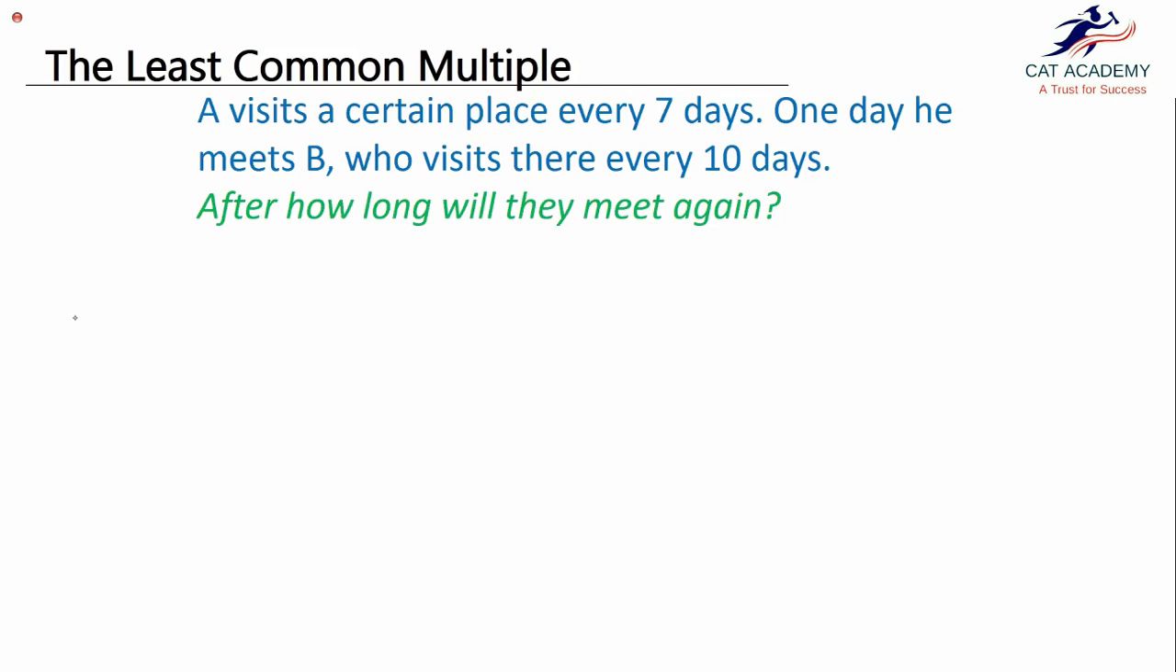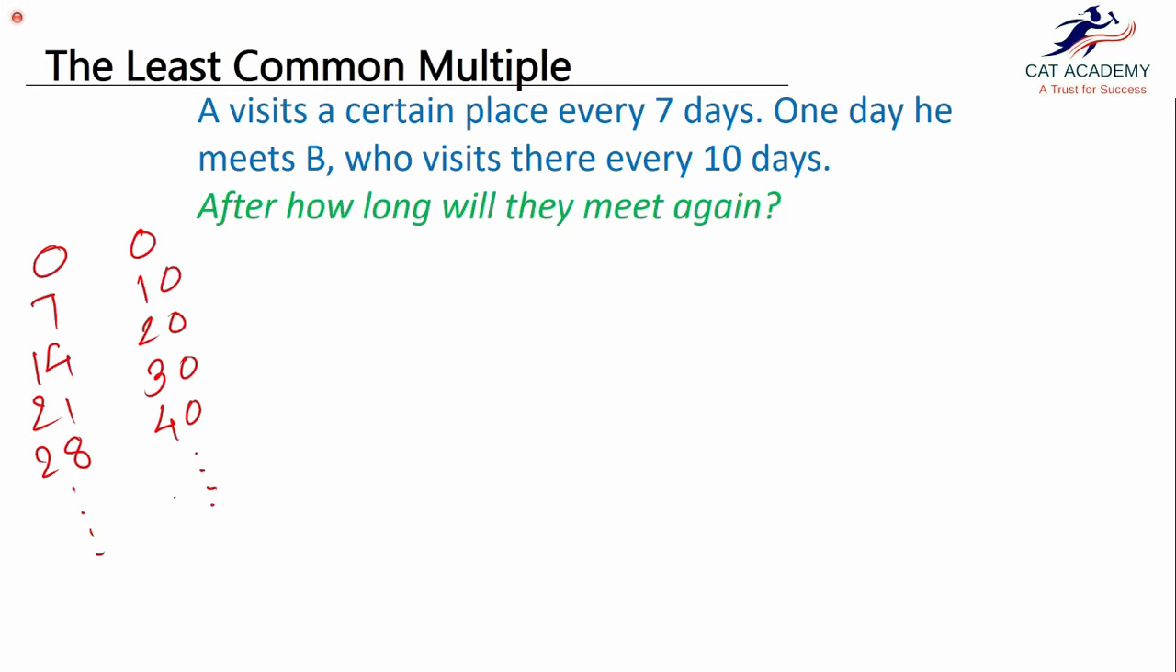A is going to visit a place, say on day 0, both of them were there together. A is visiting after every 7 days. So A will be there at 7, 14, 21, 28, and so on. And B will be there at 10, 20, 30, 40, and so on. So when will both of them be there together? At 70 days.